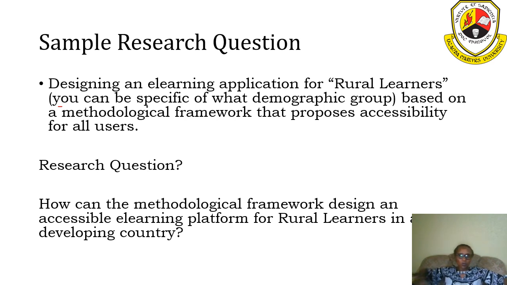So let me start with what we know. Designing an e-learning application for rural learners. Here the researcher can even decide to be very specific and say rural learners in institutions of higher learning. Another person can say rural learners in secondary schools, or someone, rural learners in primary schools, depending on which demographic group you wish to focus on. So you want to design an application for rural learners based on a methodological framework that proposes accessibility for all users. This is a very rough objective.